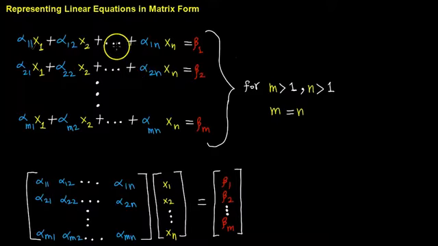So what am I going to do? I'm going to take all of the coefficients and list them in the same square shape, in the same format, and just plug them into this matrix here. And then I'm going to put all the variables.